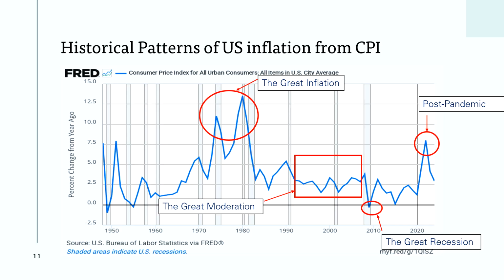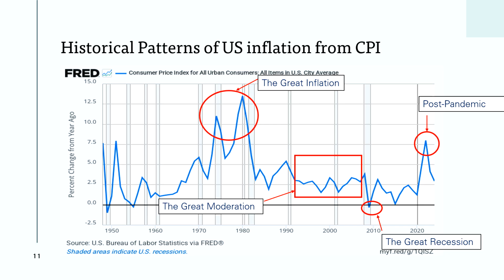This graph shows the historical trajectories of US inflation from the late 1940s to the early 2020s. The blue line represents the annual inflation rate. The shaded vertical bars represent the periods where the United States was in a recession. You will notice several distinct historical periods here.